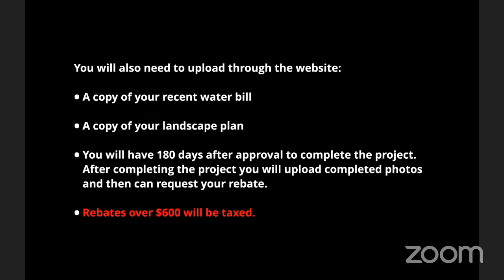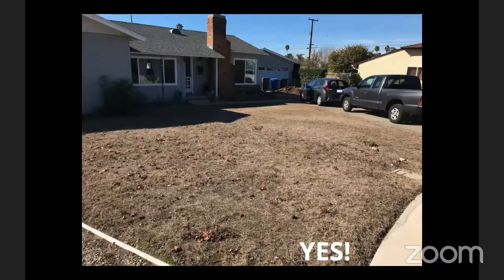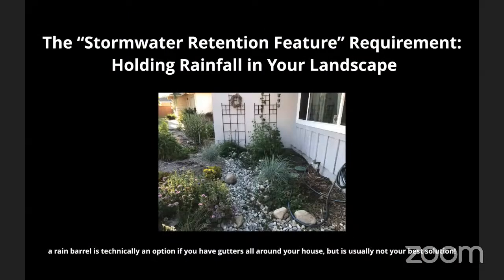And you'll receive tax documentation in the mail from the Metropolitan Water District for that at the end of the year. And so just a quick example, this was my front yard when I applied for the rebate. I hadn't been watering the lawn. It looks pretty dead, but you can see that that thatch is still there. That qualifies. And so with that, we will be moving on to talking about the stormwater retention feature requirement.